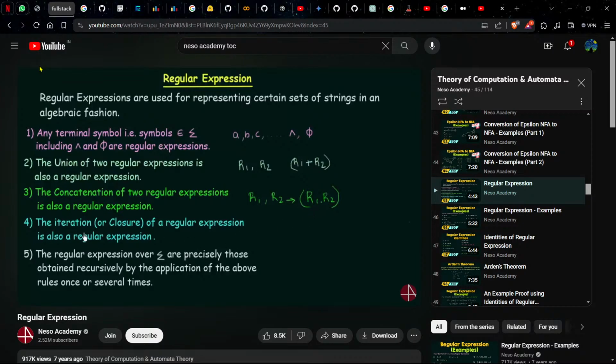Alright, so let's come to the fourth point. The iteration or closure of a regular expression is also a regular expression. So if we have a regular expression, let's say R, then the closure of R, which is represented by R star, will also be a regular expression. So what is this closure?